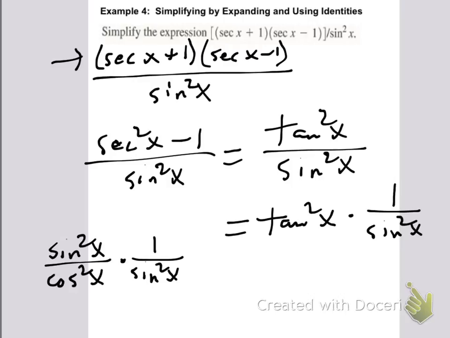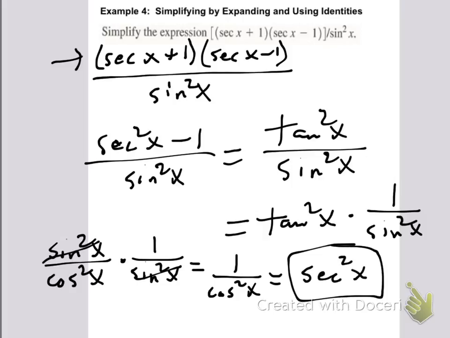A lot of the time, that's what you really want to do: get them in terms of sine and cosine. Sometimes you can't avoid it, and you're going to have to use tangent and some other things. But as you can see here, the sine squareds cancel, and I have 1 over cosine squared x. But 1 over cosine squared is secant squared, and that's our answer.